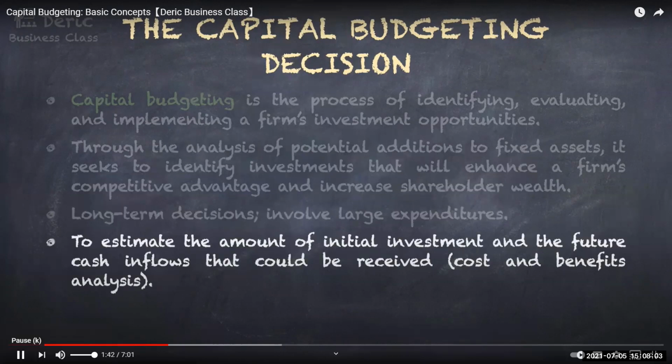For the calculation, 2 parts we are gonna deal with. First, we have to estimate the amount of initial investment. Second, the future cash inflows that could be received. That is what we call cost and benefits analysis.